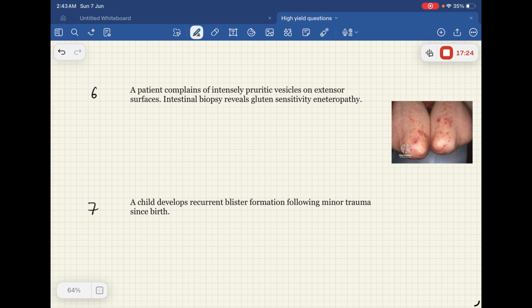Next question. A patient complains of intensely pruritic vesicles on the extensor surfaces. Intestinal biopsy reveals gluten sensitivity enteropathy. So which vesiculobullous lesion is associated with gluten sensitivity? It is dermatitis herpetiformis.